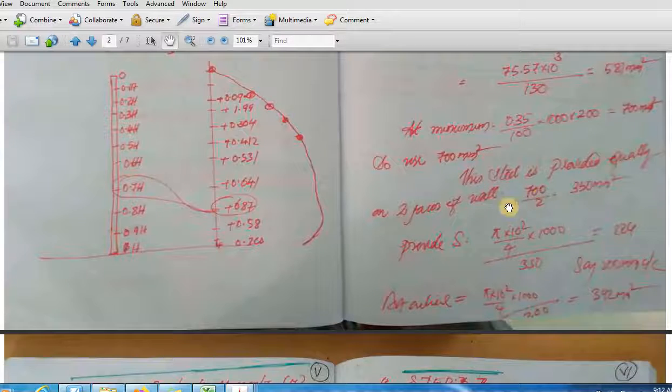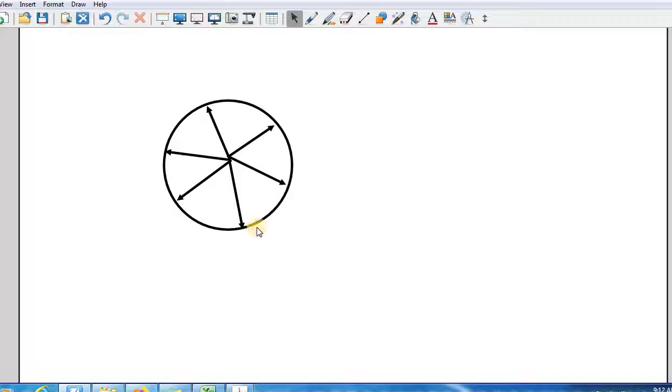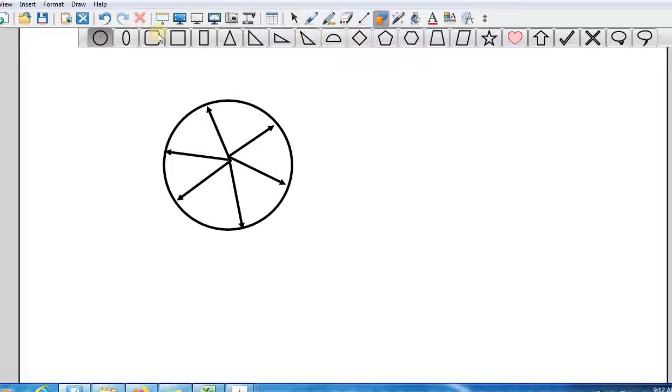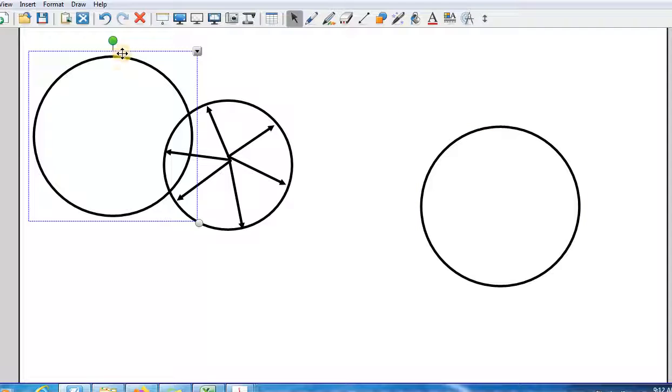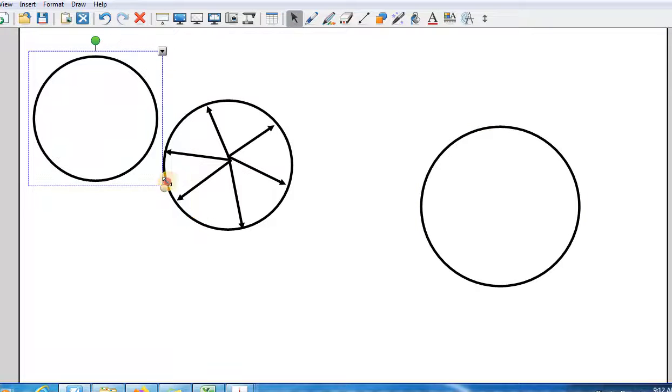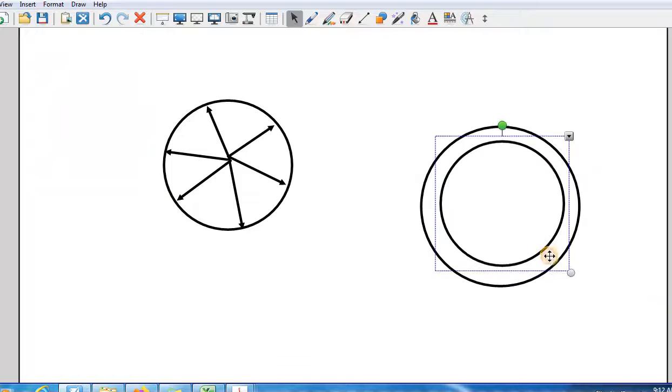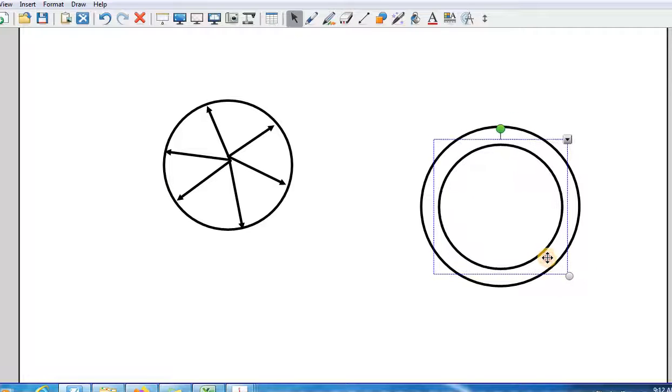This steel is provided in two layers, because as you can see here, our tank is like this. One is here, and this one is here. So the steel we will be providing here and outside also, two layers will be there, one here and one here, like this.